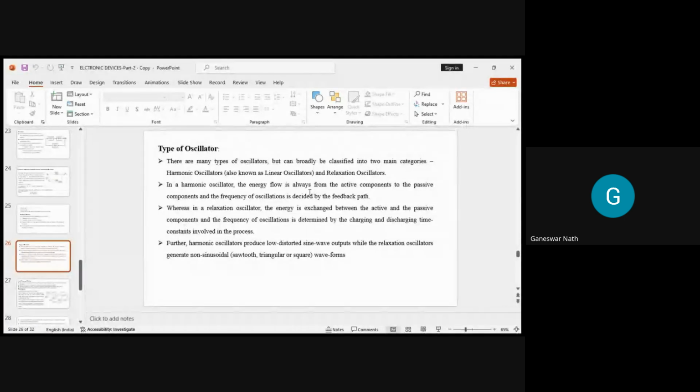But in the case of the relaxation oscillator, the energy is exchanged between the active and the passive component. Here the transfer of energy takes place from active to passive and also between the passive and the active component. The harmonic oscillator produces a low distortion sine wave output, while the relaxation oscillator generates a non-sinusoidal waveform. So this is the basic difference between the harmonic oscillator and the relaxation oscillator.